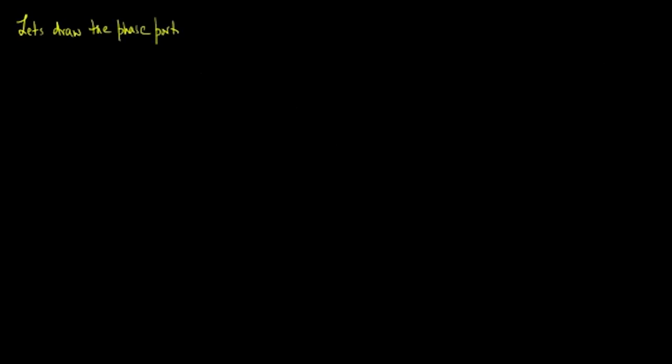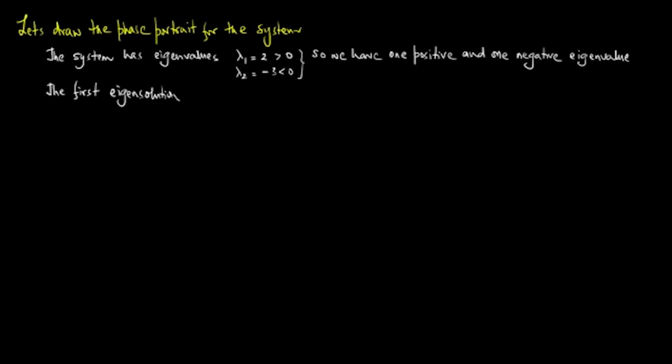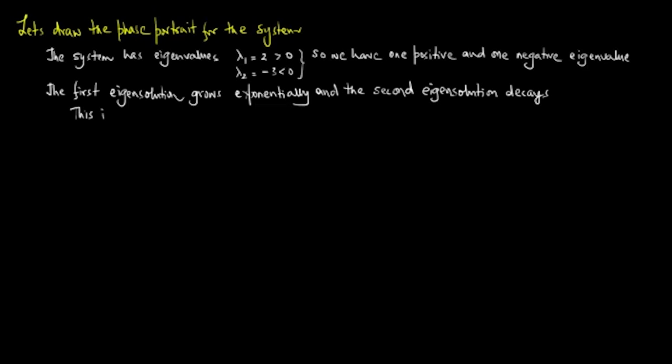Now let's draw the phase portrait for the system. The system has two eigenvalues, 2 and minus 3. So we have one positive and one negative eigenvalue. The first eigensolution grows exponentially, and the second eigensolution actually decays. So this implies that the origin is a saddle point.